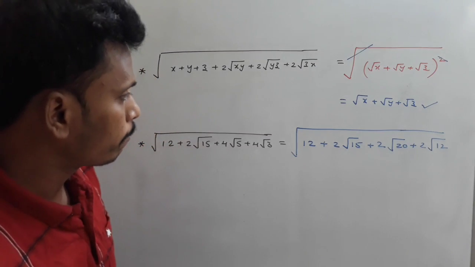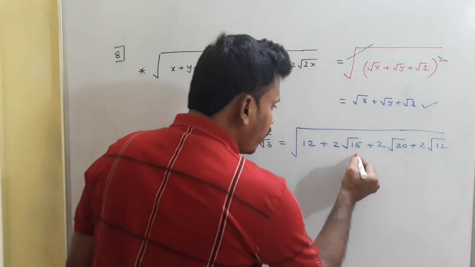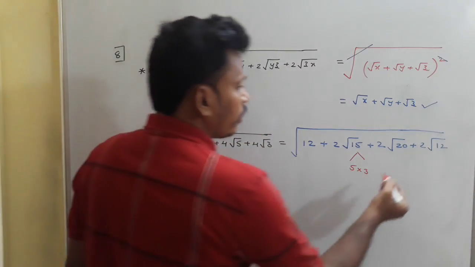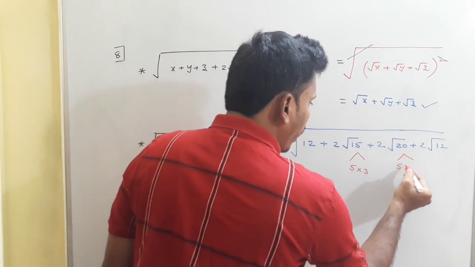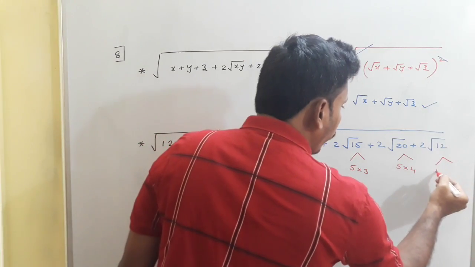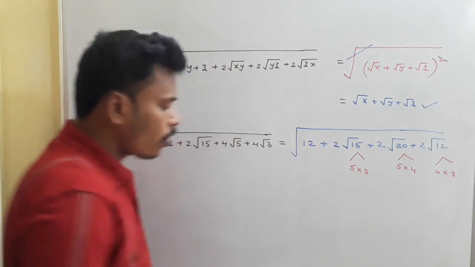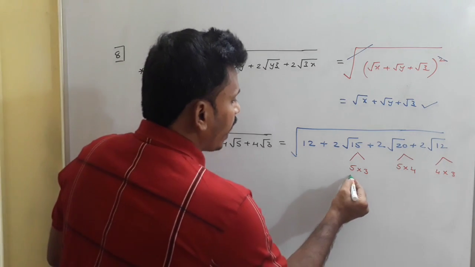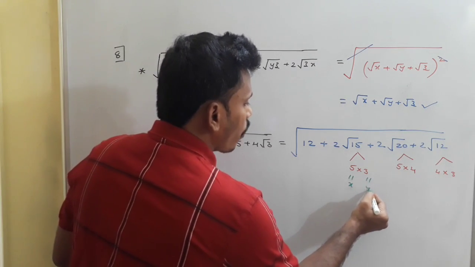Then you just write this 15 as 5 into 3, this 20 as 5 into 4, and this 12 as 4 into 3. Then you just treat 5 as x, 3 as y.